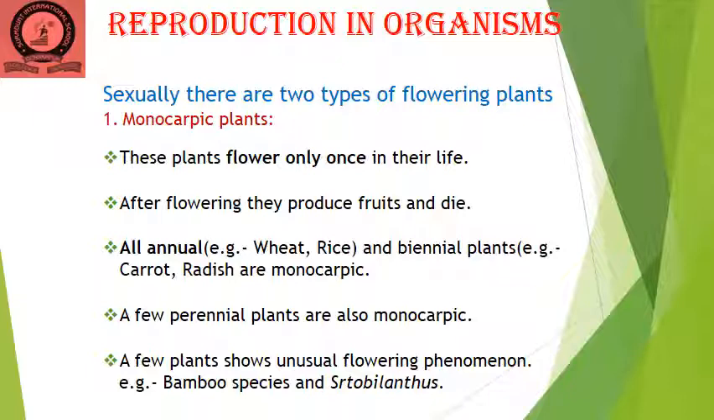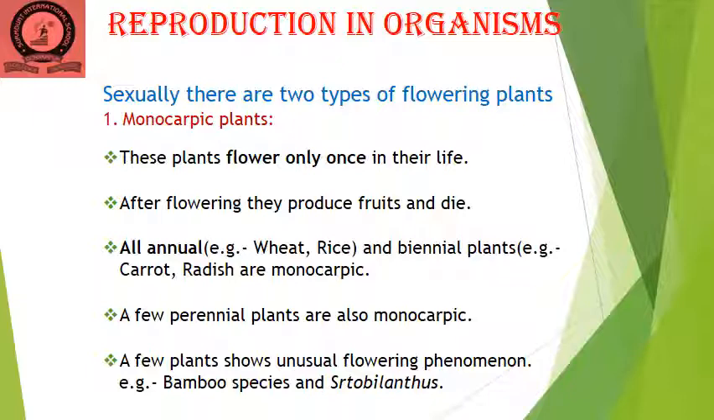Now, sexually there are two types of plants. One is monocarpic plants, second one is polycarpic plants. First, monocarpic plants. These plants flower only once in their life. After flowering, they produce fruit and die. All annual plants like wheat, rice, and biennial plants, for example carrot, radish, are monocarpic. Few perennial plants are also monocarpic.